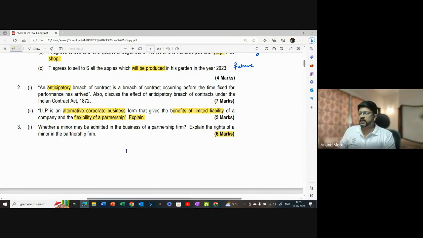Then you can specify what the rights of the minor partner are. Number 1, he has a right to share the profits. Number 2, he can ask for inspection of books of accounts to ascertain his own share of profit. Number 3, when he is interested in getting out of the partnership firm, then he can sue the partnership firm for his share of profit. But till the time he decides to continue with the partnership firm, he cannot sue the other partners for the same. He can ask for inspection of books of accounts, but cannot sue for his share of profit till the time he continues as a minor partner.